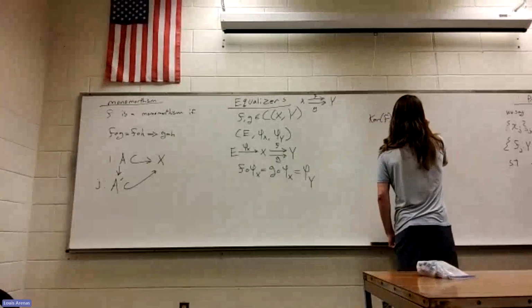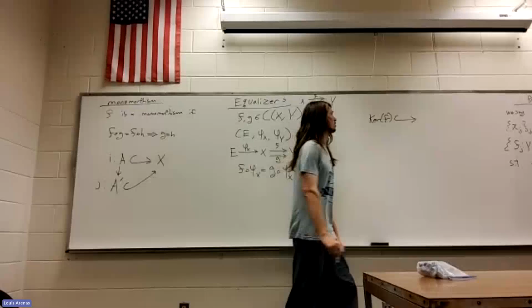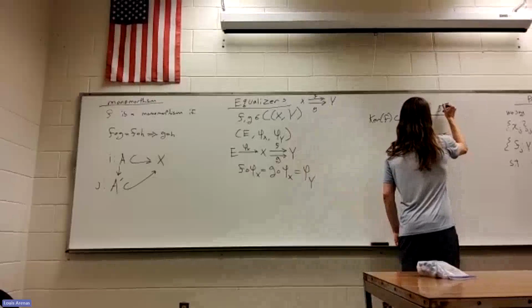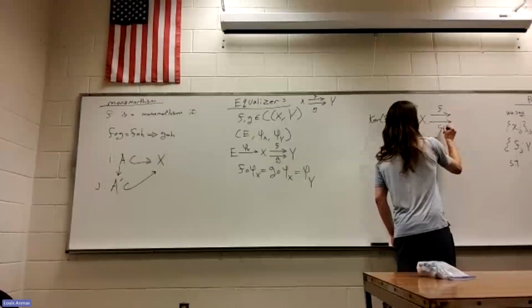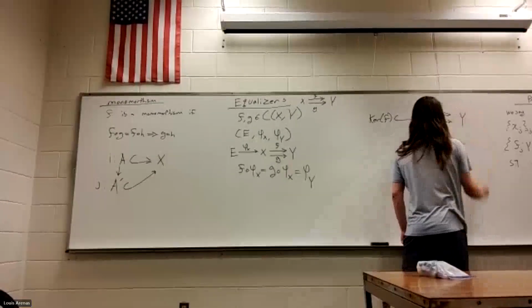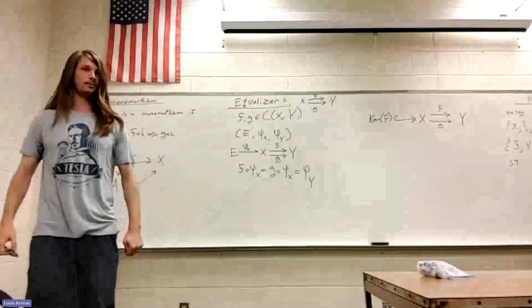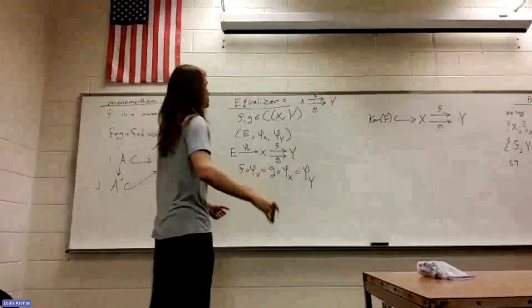Okay, so we can include the kernel into the domain of the morphism, and we have that morphism and the zero morphism. They give us the same result. Yeah, sure. Cool. And it's the largest one. Yeah, the universal property is that it's the largest.